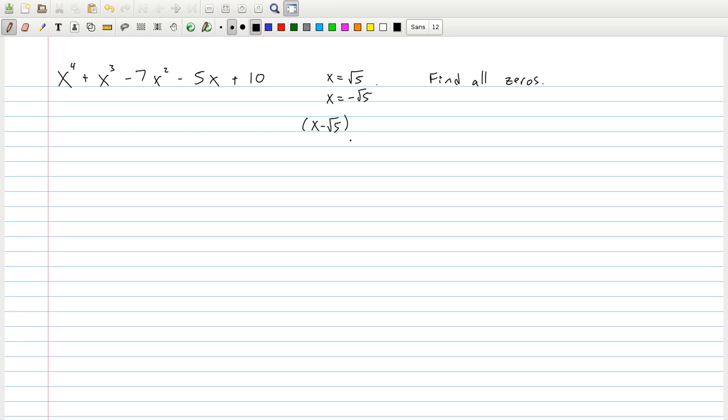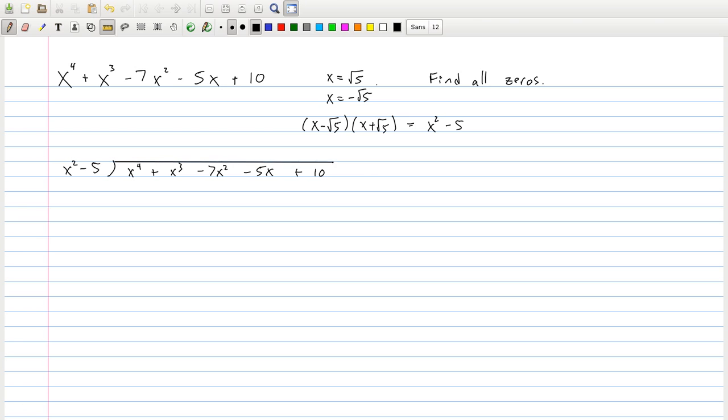And if x equals negative radical 5 is a zero, then x plus radical 5 is a factor. Multiplying this out, we have x squared minus 5. So if x equals radical 5 is a zero, then x squared minus 5 must divide into our polynomial evenly. So let's go and set up a long division to test that. We take x squared minus 5 divided into our polynomial, x to the fourth plus x cubed minus 7x squared minus 5x plus 10.